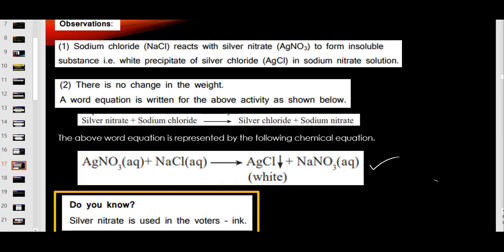The above word equation is represented in chemical equation form. Then we write silver nitrate as AgNO3, which is in aqueous form. NaCl was also in aqueous form. That's why (aq) is written in the bracket. These reactants give the product AgCl in precipitate form. Okay, it means it is insoluble. That's why the arrow is pointing downward, and you get NaNO3, which is also in aqueous solution.